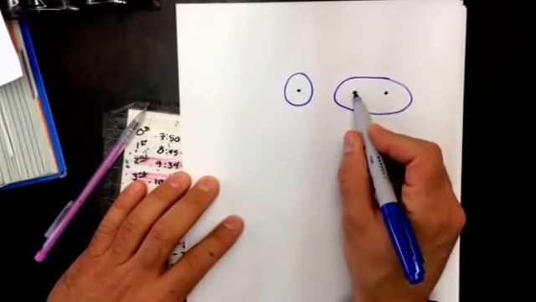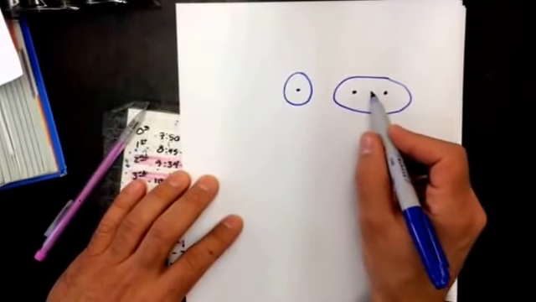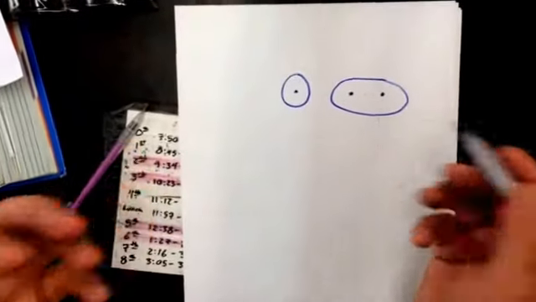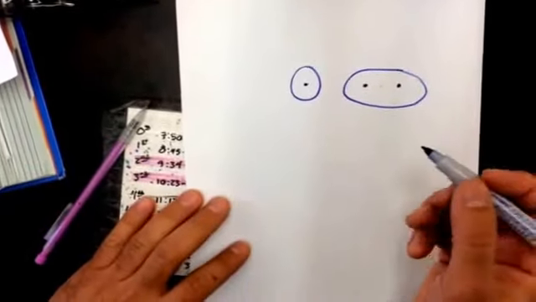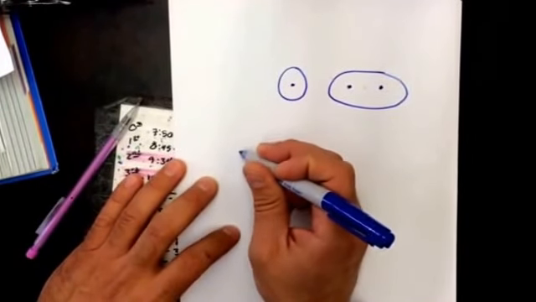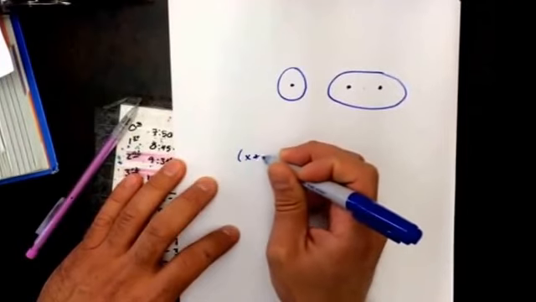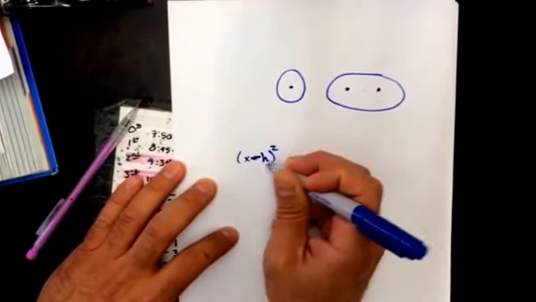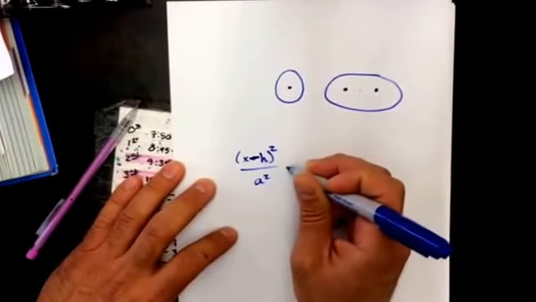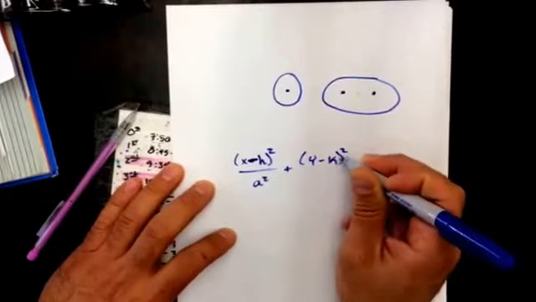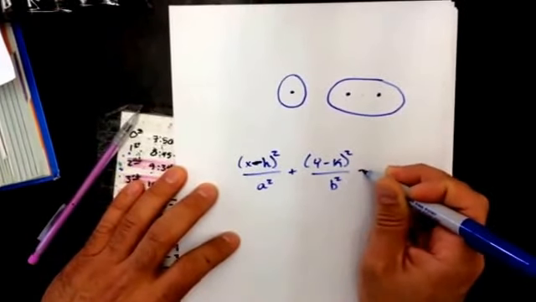But what that means is there are two little points in here. It's not a center, it's two little points. And every point is a certain distance away from those. So what are we going to do? We're going to have a different equation. The equation to this guy right here is going to be (x minus h) squared over a squared plus (y minus k) squared over b squared equals 1.